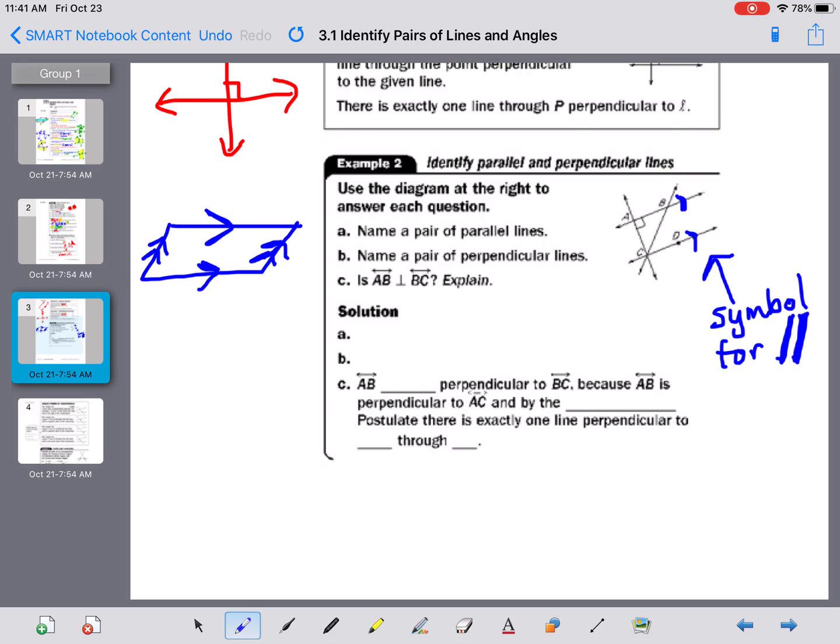So first thing first, it says, in this diagram, name a pair of parallel lines. So I want two lines going in the same direction, okay?